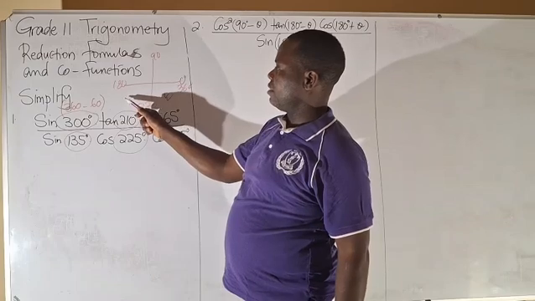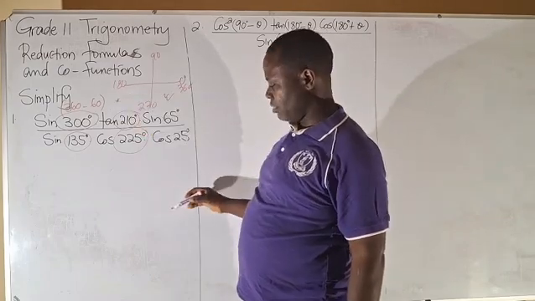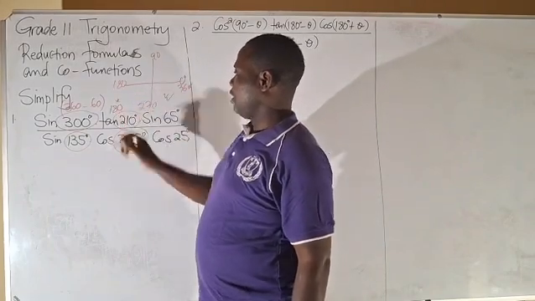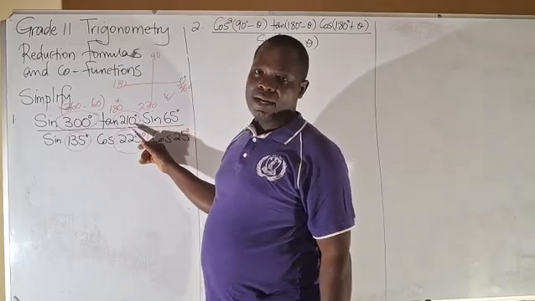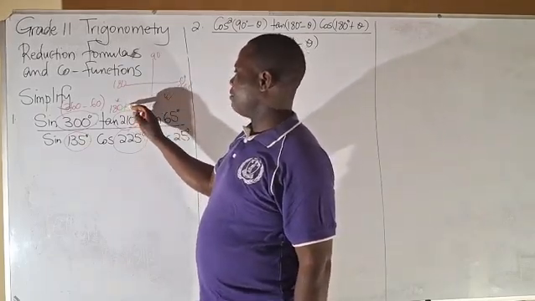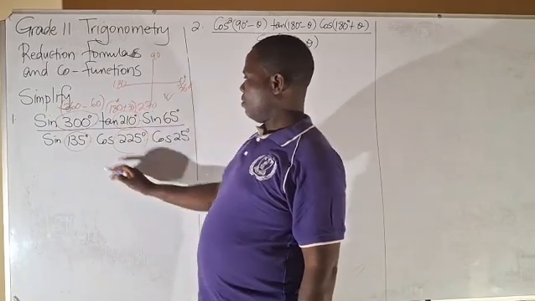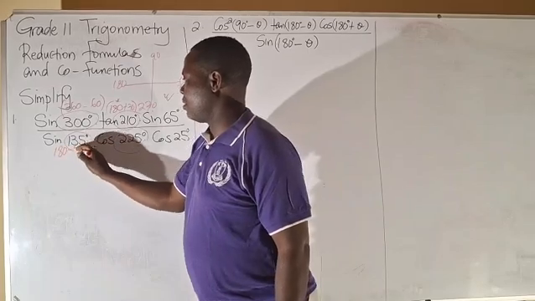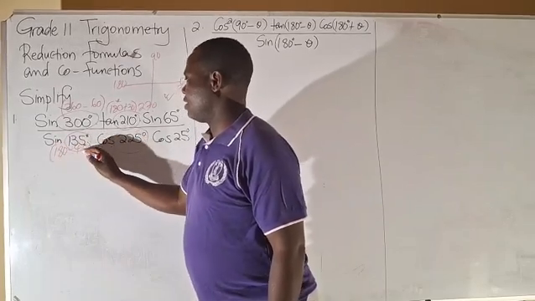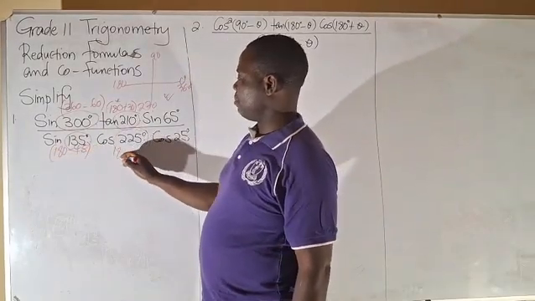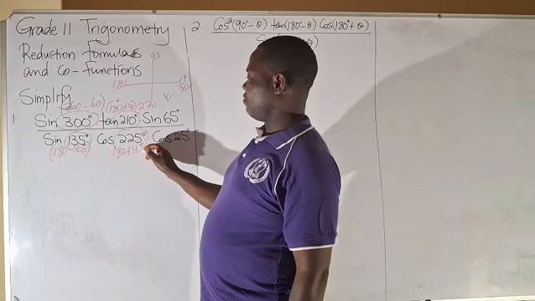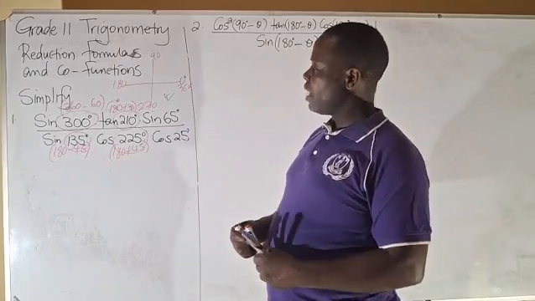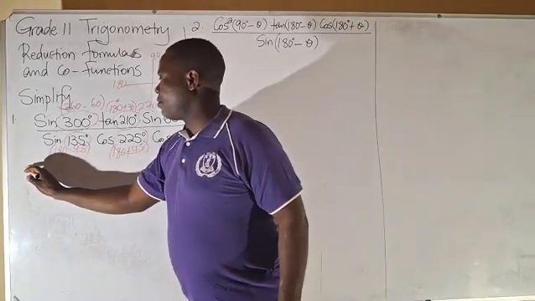210 is in the third quadrant. So there I have to ask myself, what angle can be added to 180 to give me 210? That would be 180 plus 30. Then 135 is between 90 and 180, so that would be 180 minus 45. And 225, the same applies, 180 plus 45. That is the reduction formulas. Every time I start by making sure that all angles are reduced.